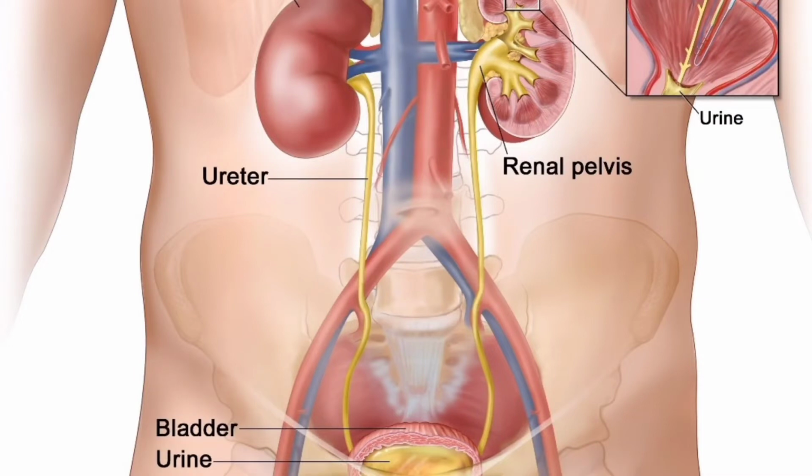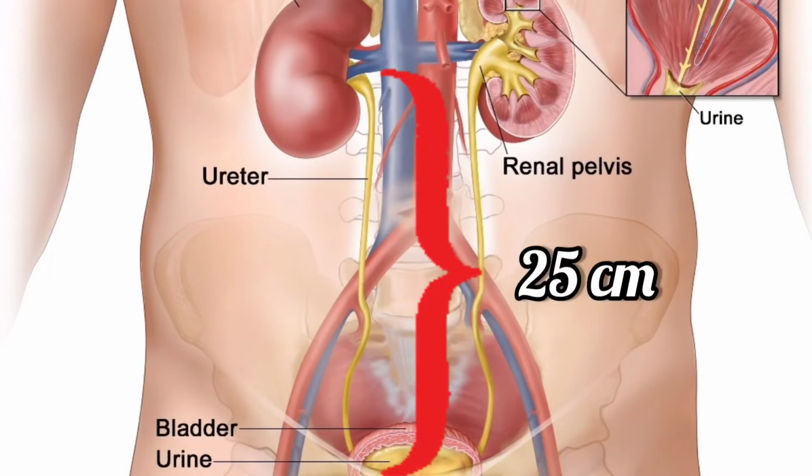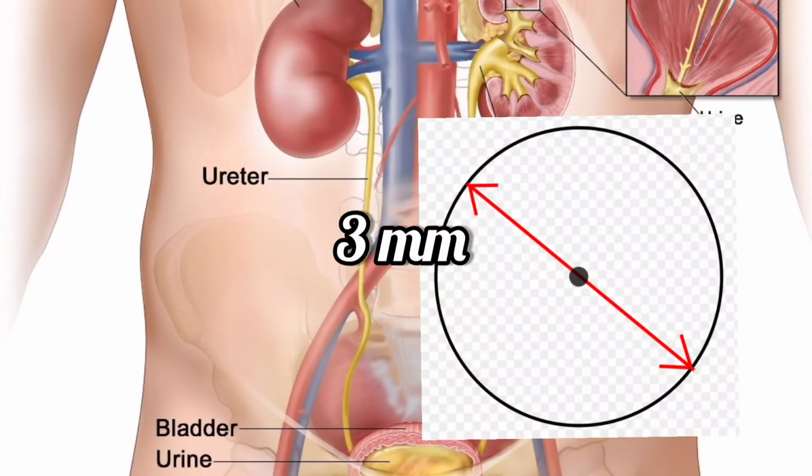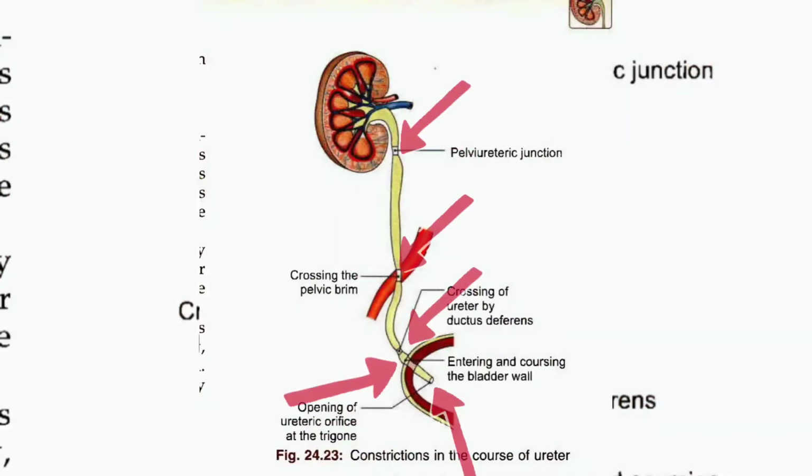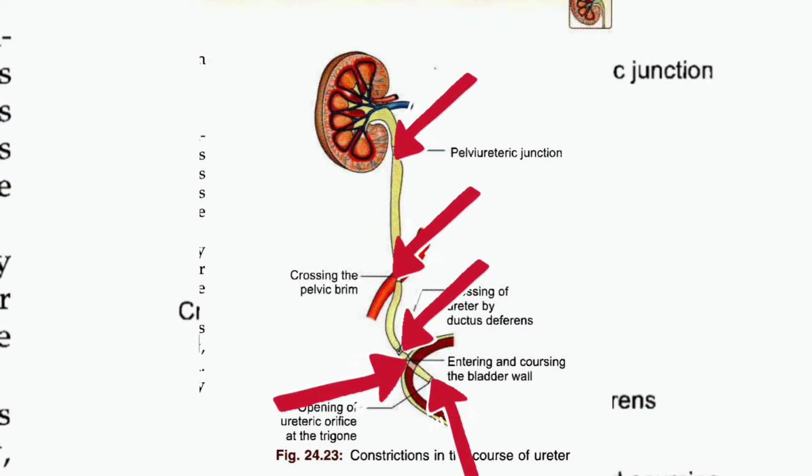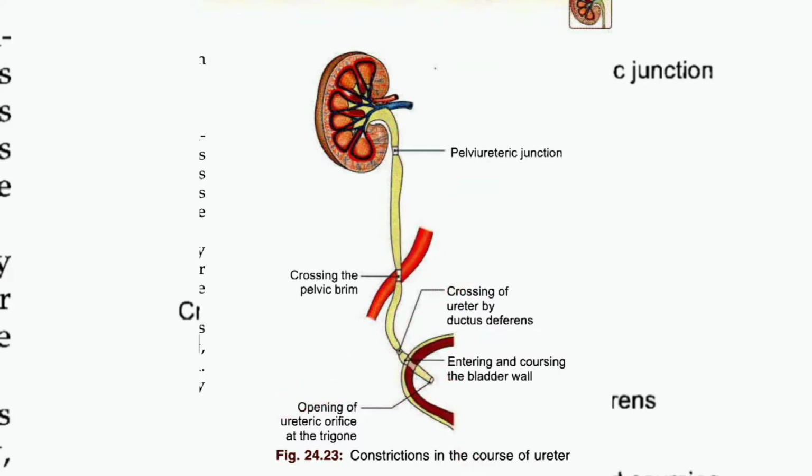Now we will look into the dimensions of the ureter. Each ureter is about 25 cm long, and the tube has a diameter of 3 mm. But it has slight constrictions at 5 places, that is, the tube is slightly narrowed at 5 places. We will discuss them.